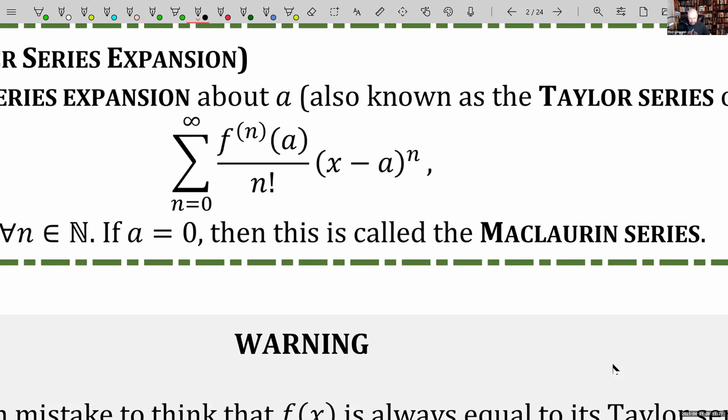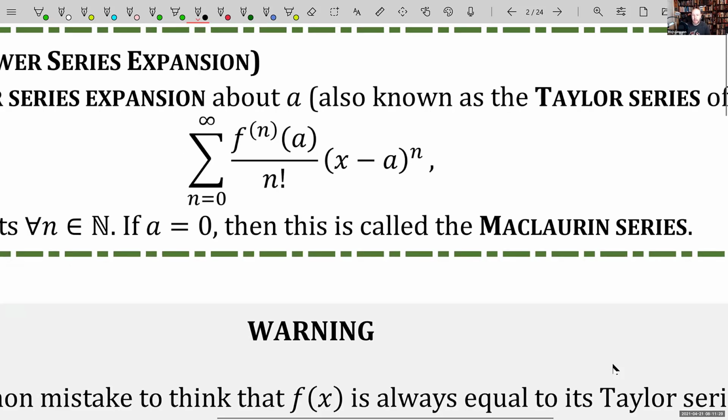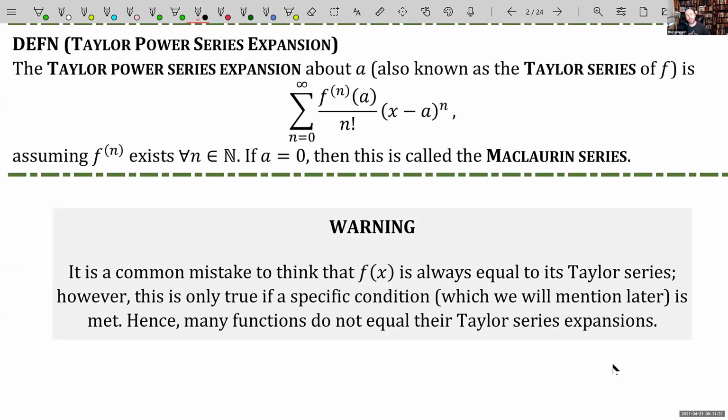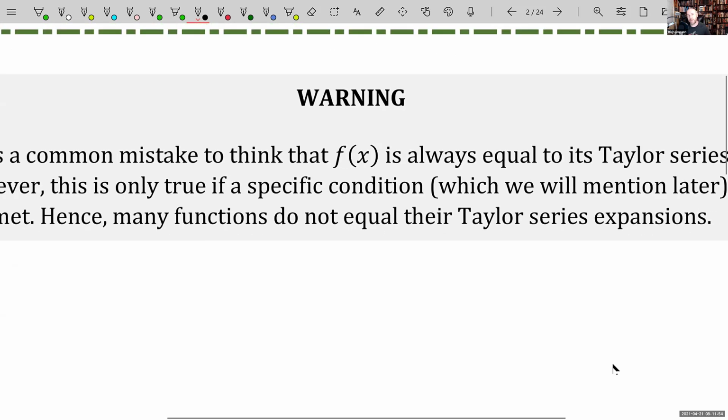A little bit of a warning. It is common to think that f of x is always equal to its Taylor series. However, this is only true if a very, very specific condition is met. I mentioned that in a video I did yesterday, and I already posted it on our website. And I'd state right here, hence many functions do not equal their Taylor series expansions.